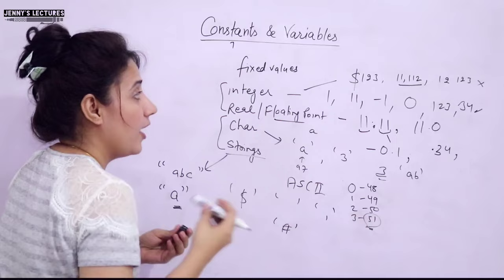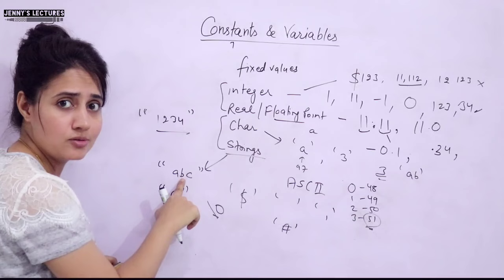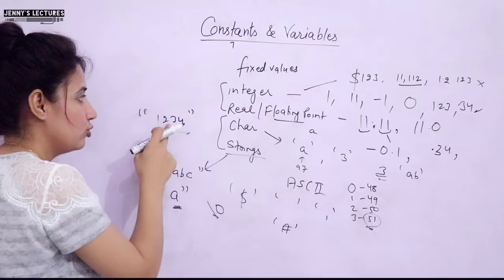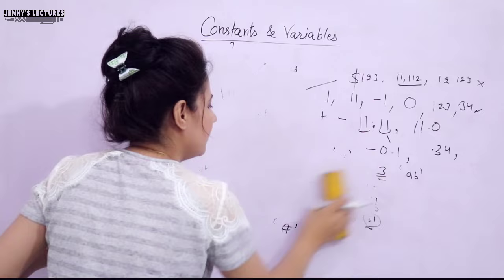Let's see that thing. And see, this is also a string, 1, 2, 3, 4, in double quotes. This would also be considered a string. It's not that only characters; a sequence of characters is a string. A character can be any alphabet, also a special symbol, so this would also be a string, right? So I hope now string is clear to you. Now let's see how to declare constants.